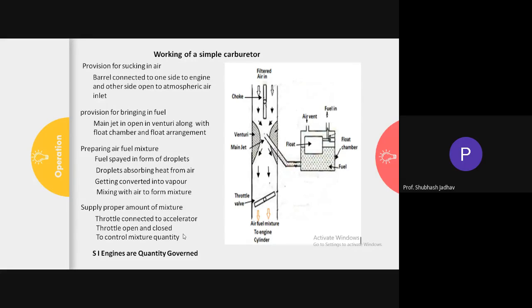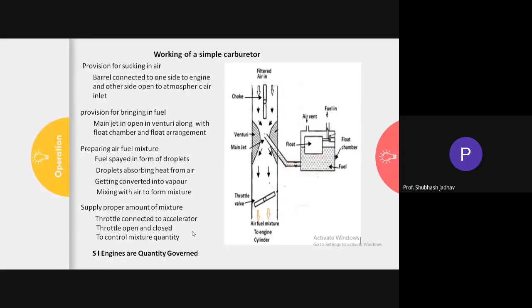What it means is that we are governing the engine by changing the quantity of the mixture, and therefore we call such engines SI engines as quantity governed engines. I hope everybody has understood what quantity governing is. Quantity governing means governing the engine. Now, what is governing basically?